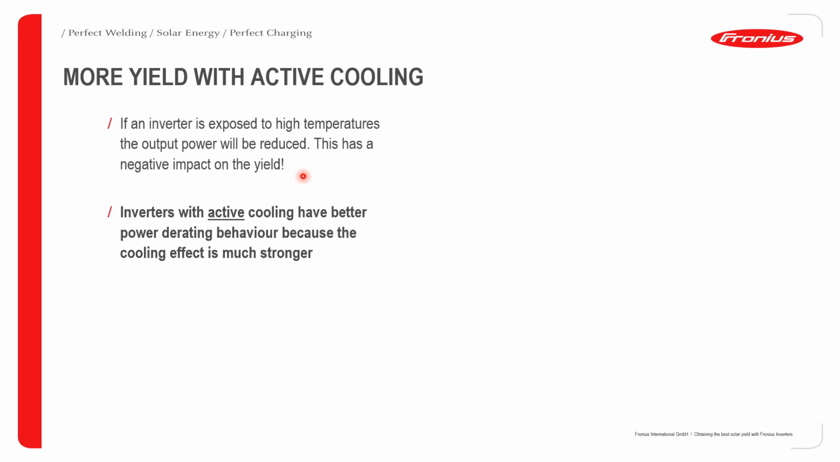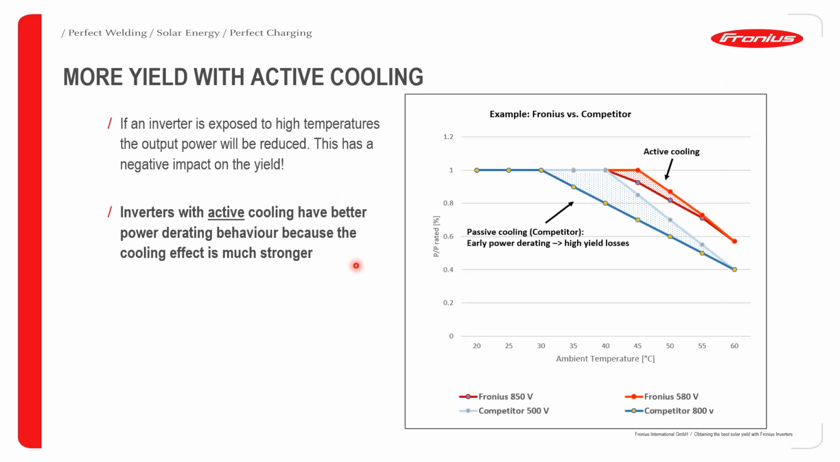Of course, derating of the power output of an inverter has a huge negative impact on the yield. And therefore, if you have an inverter that is actively cooled, as you can see in this graph here, we are able to derate at a much later temperature when you're looking at the ambient temperature conditions. We are starting to derate at just about 45 degrees Celsius. But in contrast, we can see that a passively cooled device is already starting to decrease the power output once the ambient temperature goes above 30 degrees Celsius.